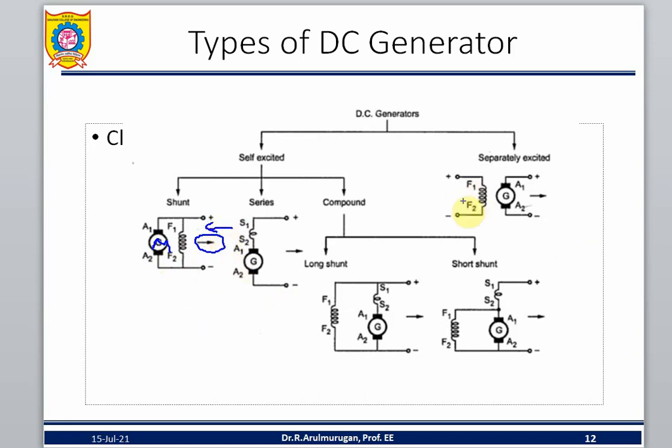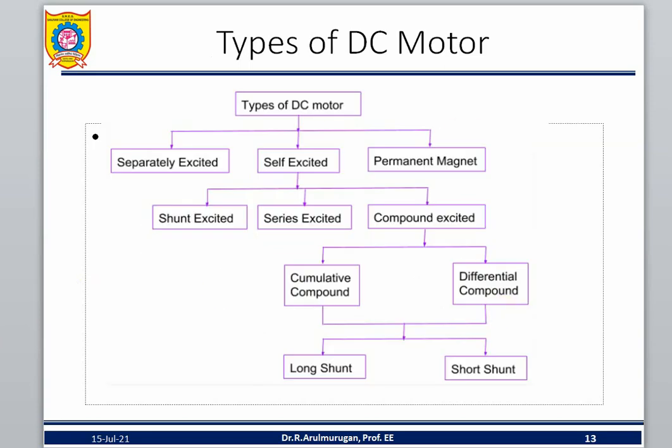Here the field winding and armature winding are separate, but here they are common, combined. That's why it is called self. So this is the difference between separately excited and self-excited. The classification is the same.